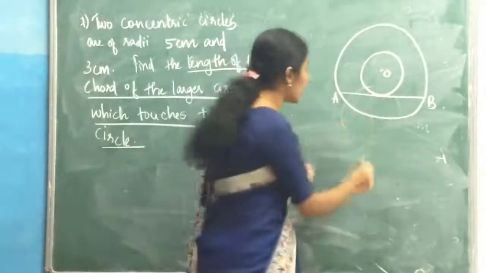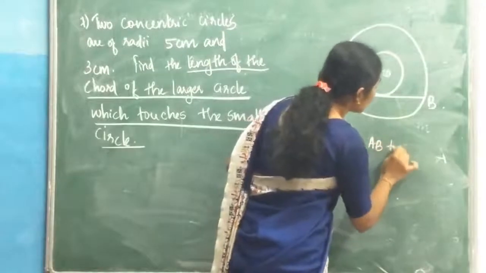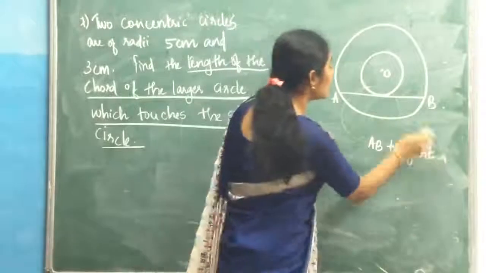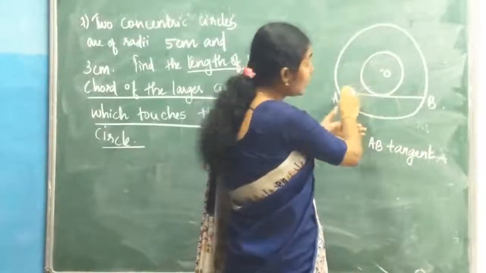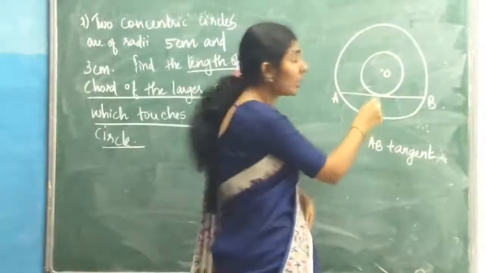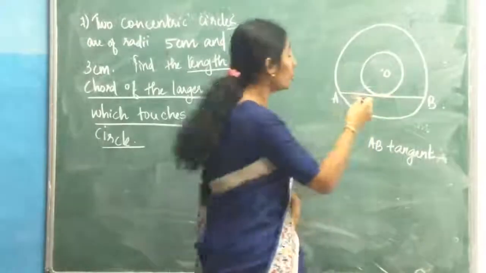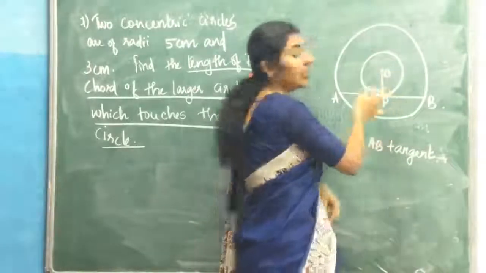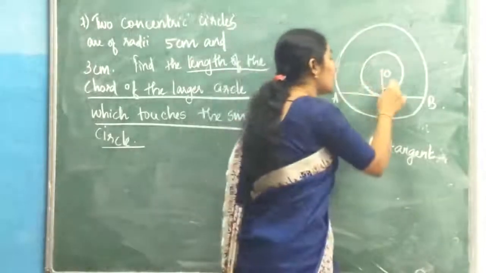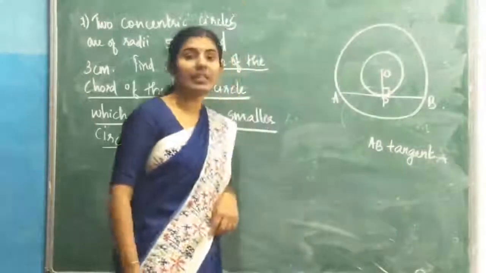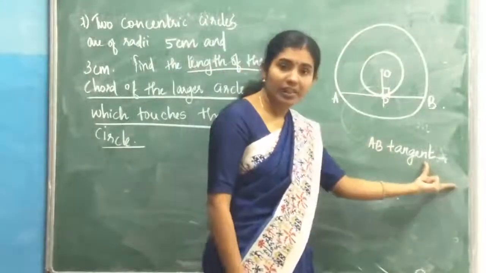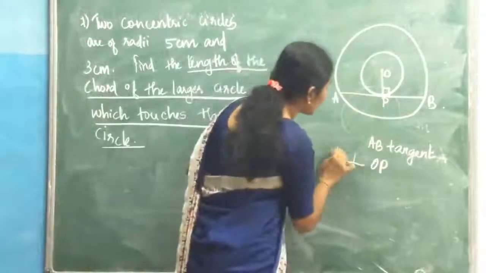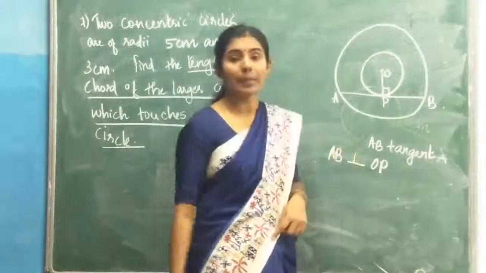So what will you get? AB will be the tangent of the smaller circle. What is the reason? The chord is touching the smaller circle. That means this line AB is the tangent of the smaller circle. Point of contact, we can take it as P. Join O and P. So what can you say? OP is perpendicular to PB. What is the reason? AB is the tangent, OP is the radius. So we can say AB is perpendicular to OP.